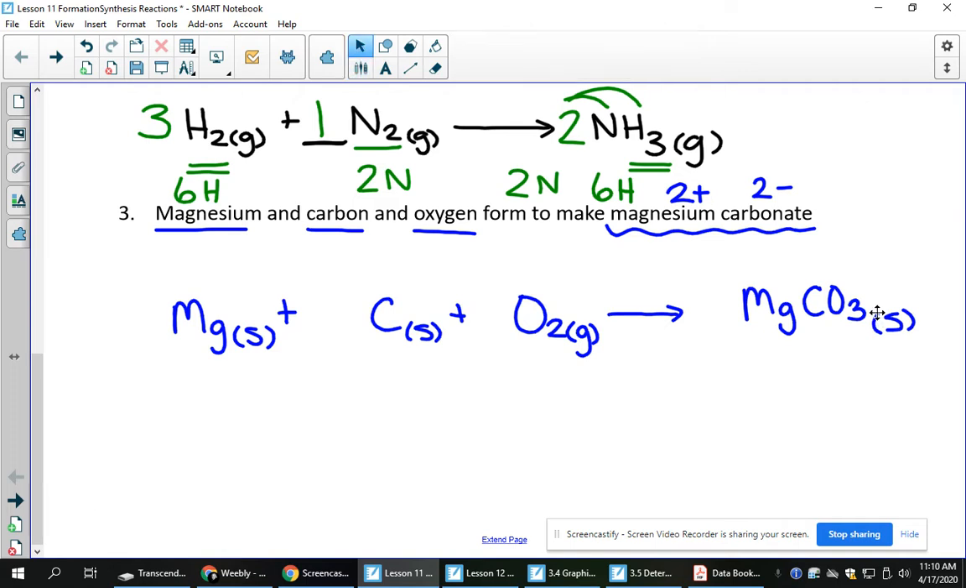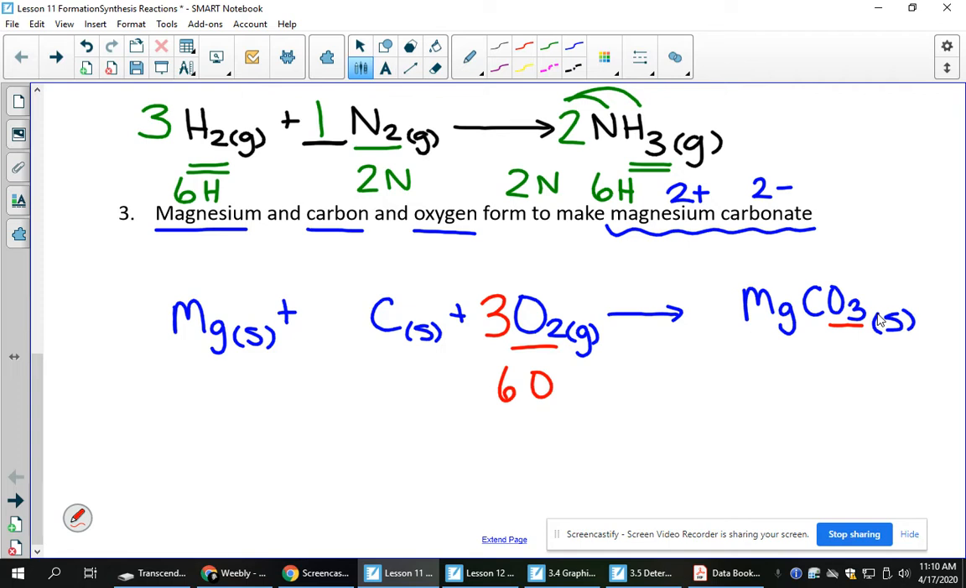Look for the biggest number. 3 oxygens is the biggest number I see. On the reactant side, I have 2 oxygens. On the product side, I have 3. The number that's going to balance that is 6. 2 times 3 is 6. 3 times 2 is 6 oxygen.